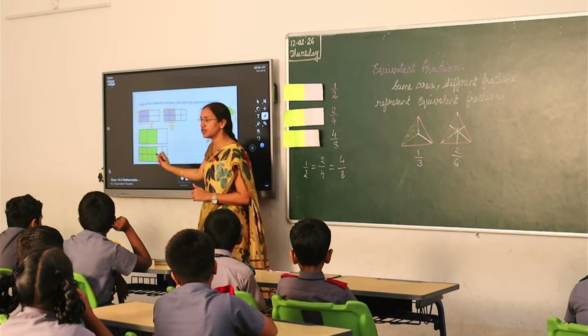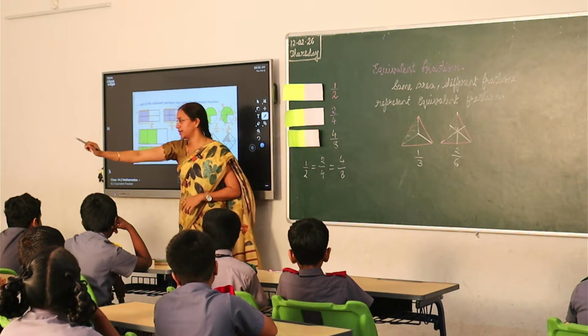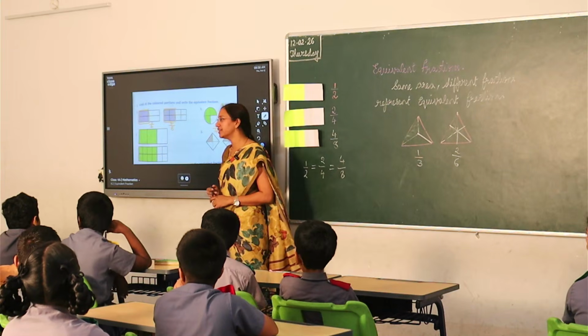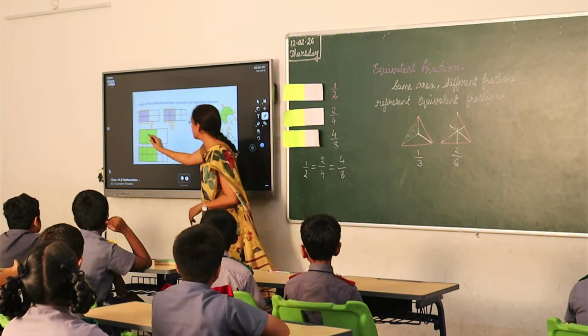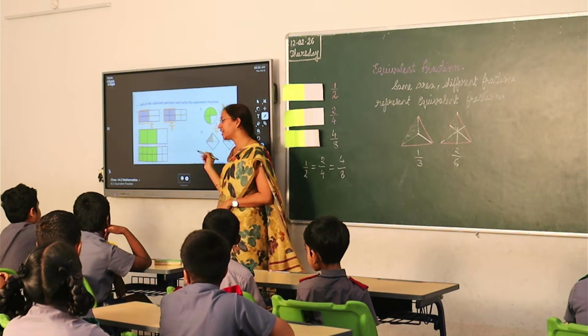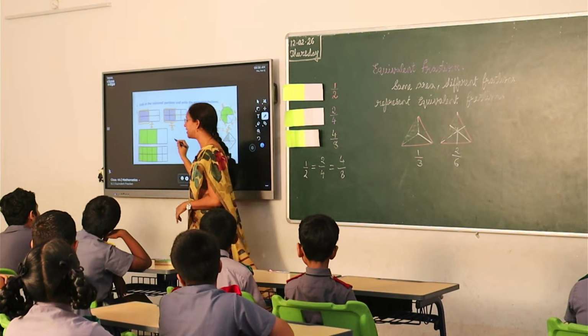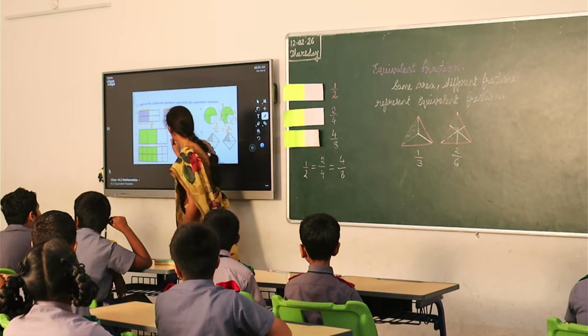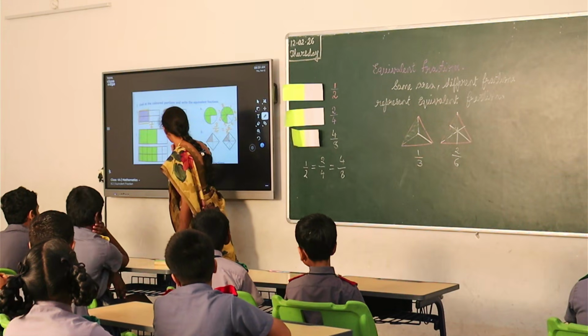Coming to the third one, children. Now tell me, stand up. Into how many equal parts is it divided? 3 equal parts. So, out of these 3 equal parts, how many parts are shaded? 2 parts are shaded. So, what fraction does the shaded part represent? 2 by 3. Very good.